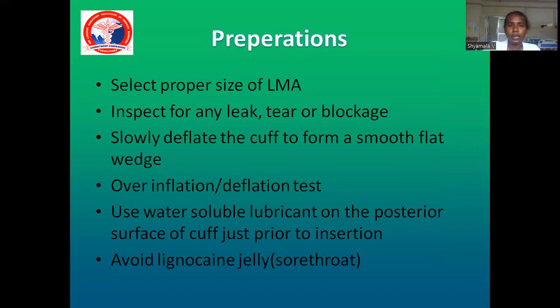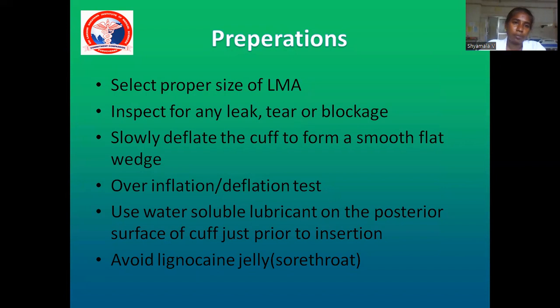Then moving on to the preparation. How will you prepare the LMA for putting into the patient's supraglottic region? You have to select the appropriate size of LMA. As I told in the previous slide, based on the patient's weight, you have to take the LMA. Then you have to inflate according to the size of the LMA. For example, it is a baby of 5 to 10 kg. You have to take the LMA size of 1.5.